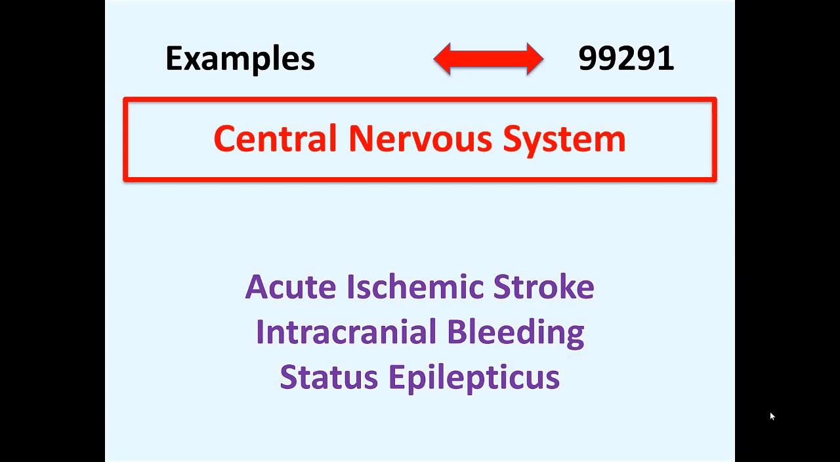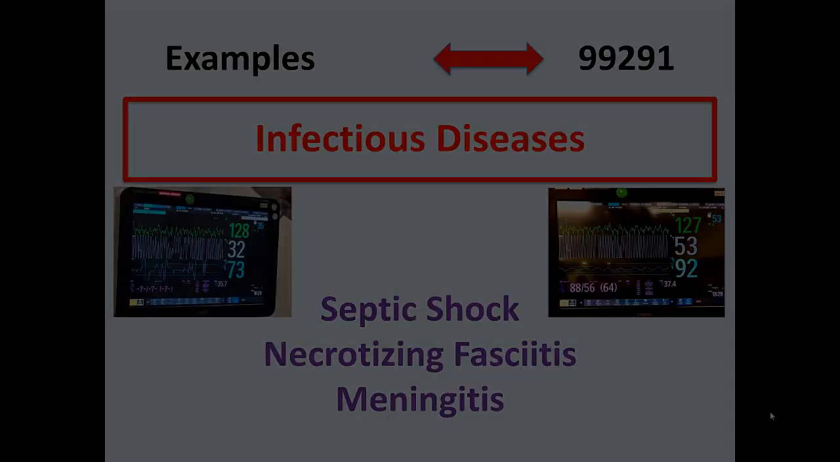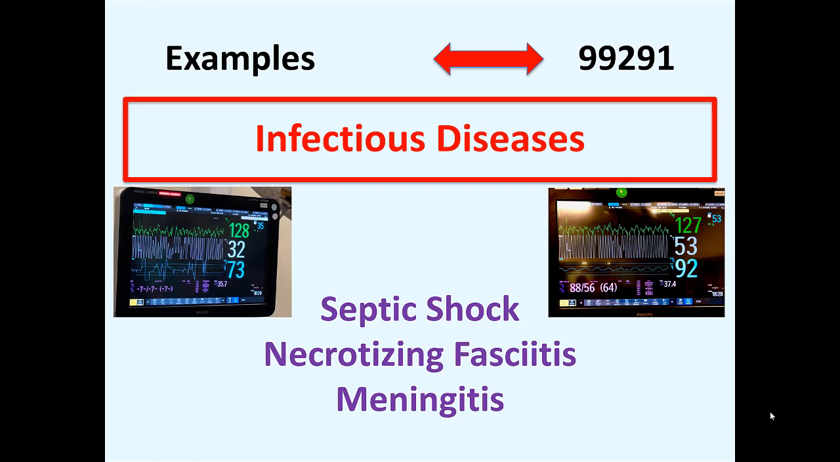So how about some examples of critical care patients in terms of diagnoses? Some good examples that come to mind are acute ischemic stroke, intracranial bleeding, and patients in status seizures. Examples of cardiac disease include pulmonary edema, atrial fibrillation with rapid ventricular rate, or unstable arrhythmias like ventricular tachycardia or type 3 complete atrioventricular block. Septic shock requiring pressors, necrotizing fasciitis, or meningitis should qualify for critical care with typical intervention and documentation.